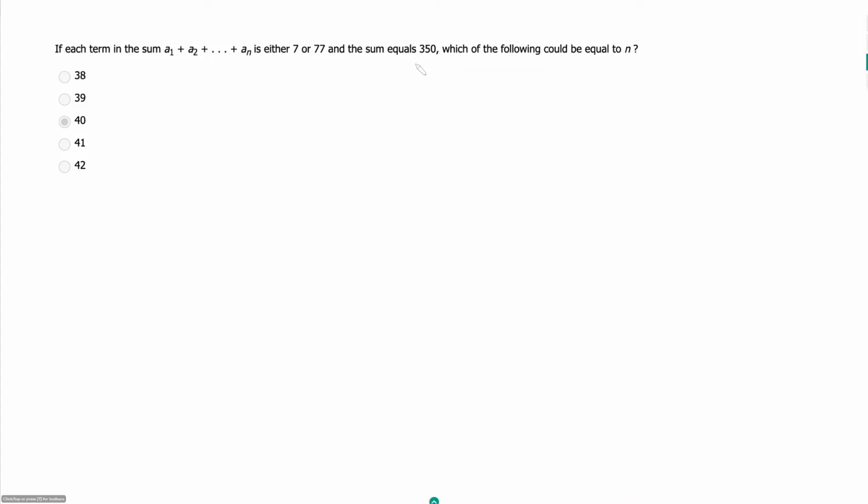The first thing I know for sure is something's got to equal 350. From there, start general and break things down. So what is equal to 350? Well, it is all of my 7s plus all of my 77s. To start, I can just say the sum of my 7s plus the sum of all my 77s is equal to 350.